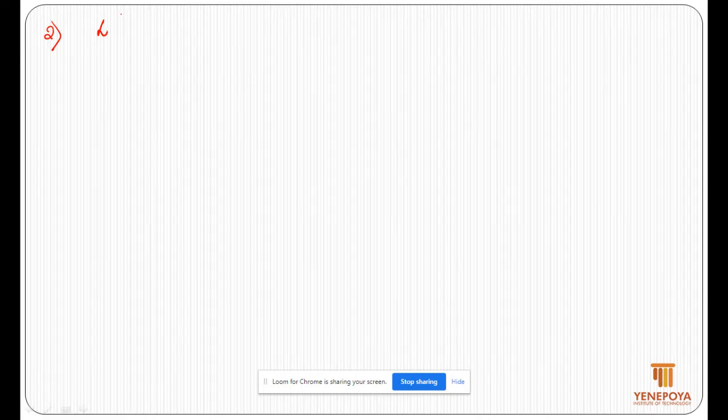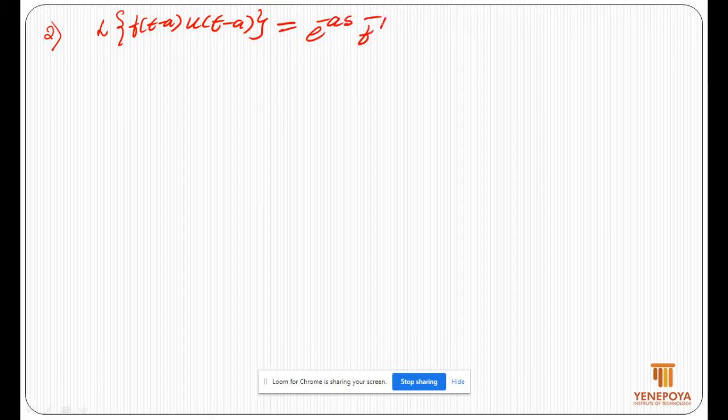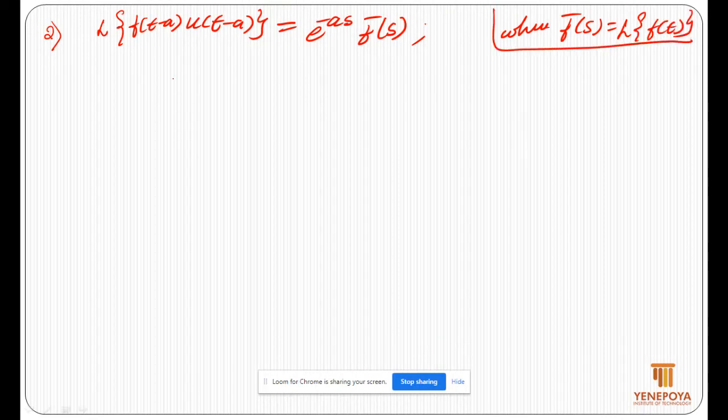Next, the second property: the Laplace transform of f of t minus a into the unit step function is equal to e power minus as into f bar of s, where f bar of s is nothing but the Laplace transform of f of t. This is the second property of the unit step function. We can also derive this relation. Remember the formula: e power minus as into f bar of s is the Laplace transform of f of t minus a into u of t minus a.